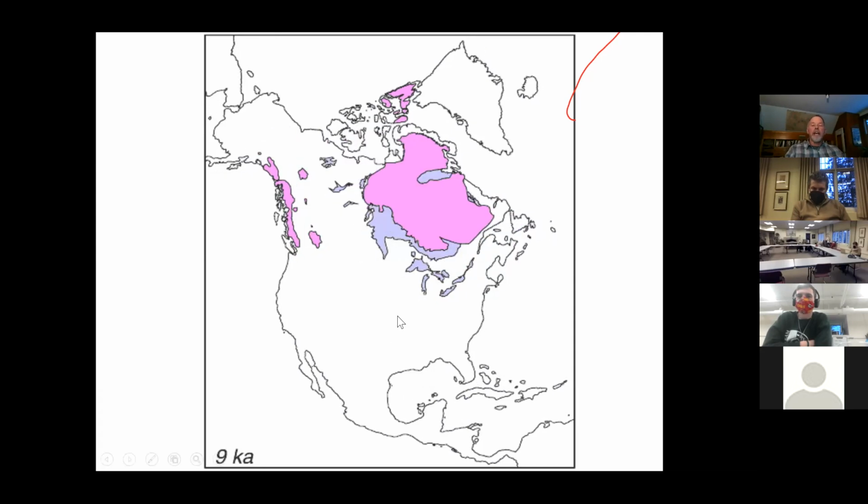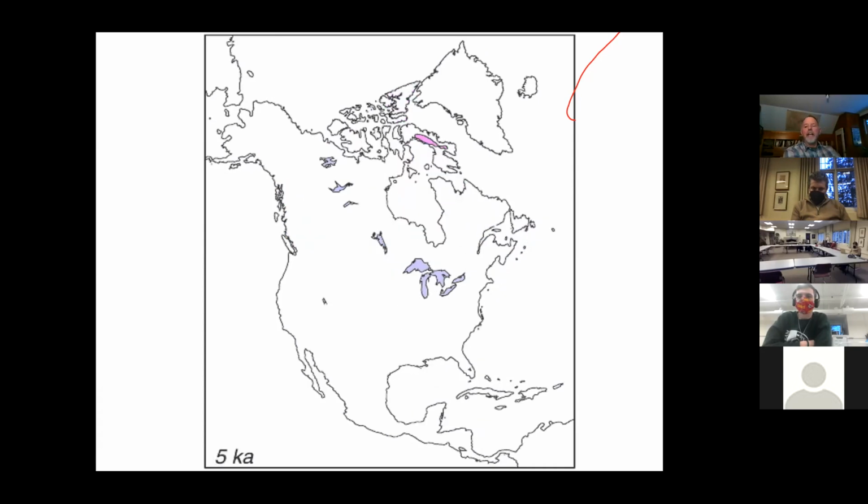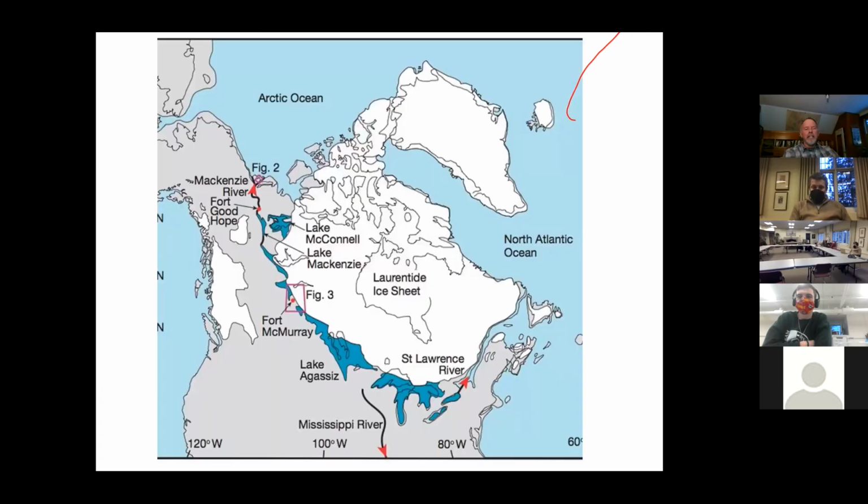This is Glacial Lake Agassiz here. There's been a lot of work that's been done on Glacial Lake Agassiz to understand the effects of water ponding and where the water flowed and what impact that had on climate. Again, you can see this chain of lakes from Ontario all the way up to Lake McConnell and Lake Mackenzie in Western Canada. Glacial Lake Agassiz is this very large lake in the southwest.